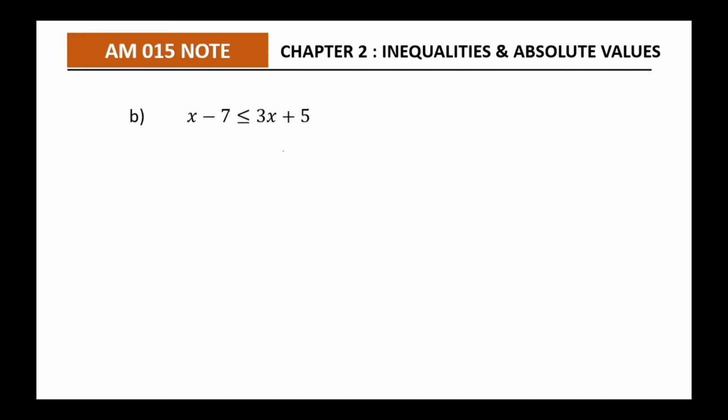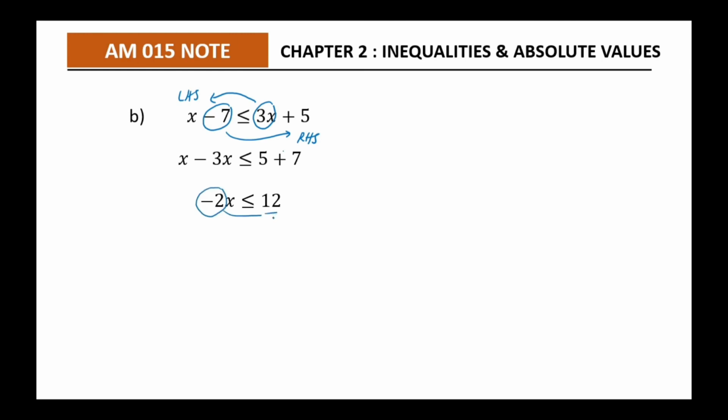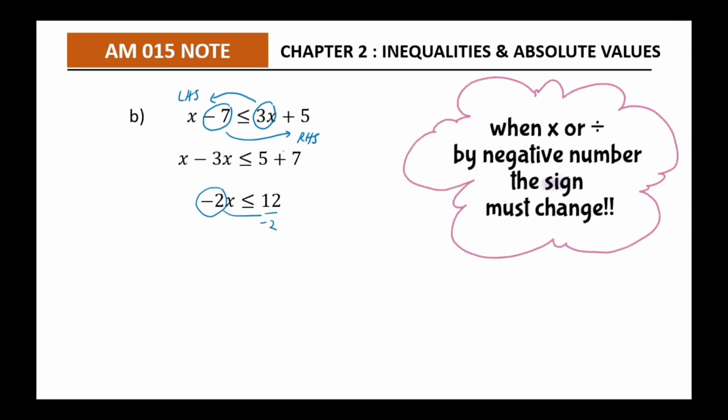B, x minus 7 less than or equal to 3x plus 5. The same thing, x move to the left hand side and numbers to the right hand side. X minus 3x less than or equal to 5 plus 7. Then we have negative 2x less than or equal to 12. Negative 2 divide. And by the rules, multiply or division by a negative number, the sign must change. So the sign less than or equal, divided by negative 2, becomes greater than or equal. Then 12 divided by negative 2 is negative 6. Then we have the answer x greater than or equal to negative 6.